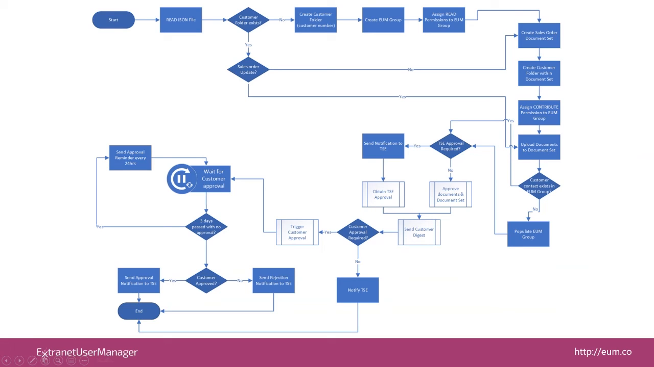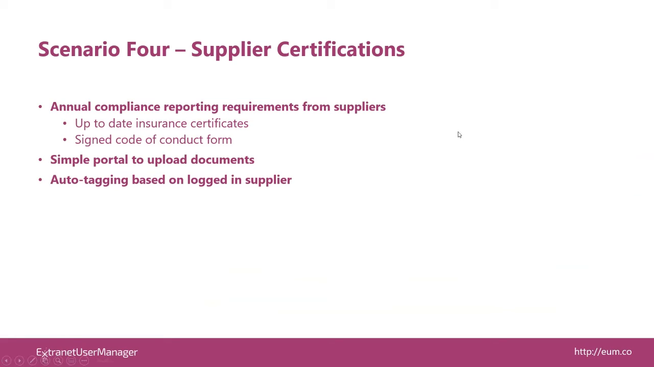So that was our third scenario. We've got one left that I want to touch on, which is around supplier certifications. This is a fairly simple one. In fact, you could argue perhaps we could do this with a OneDrive request file scenario. This particular client has a couple hundred external suppliers, and they've got annual compliance reporting requirements around those. They need to know that they've got up-to-date insurance certificates, so they have to receive a named certificate showing that they're up to date from a policy point of view, and they need to sign a supplier code of conduct and ethics form.